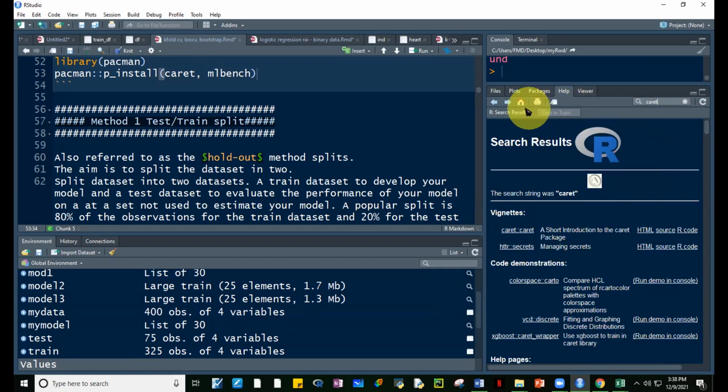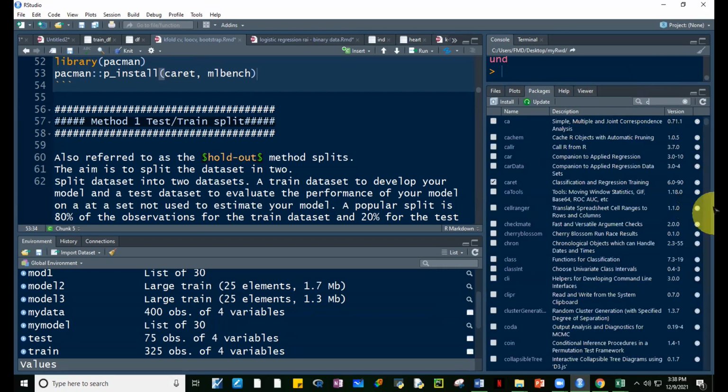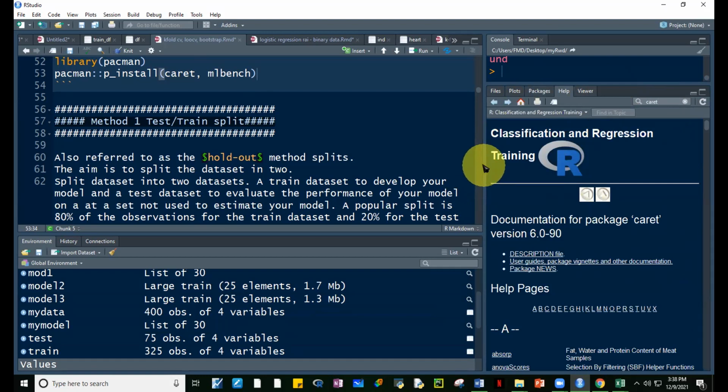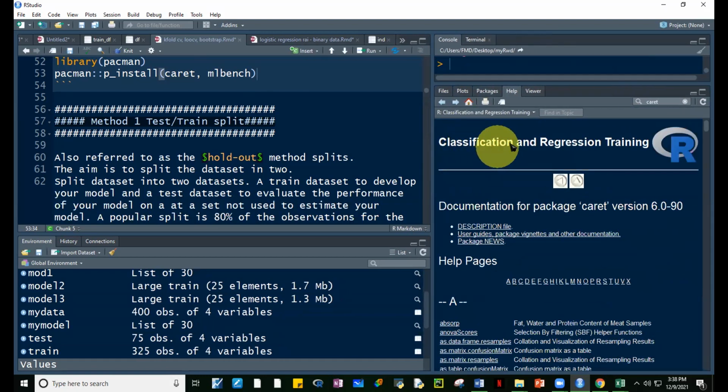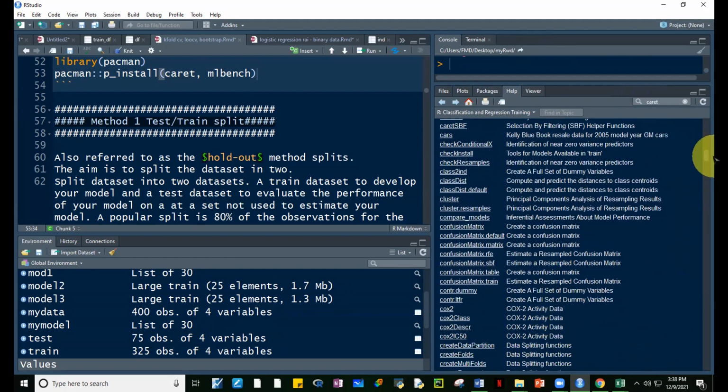Okay, information sa packages. Natin lagay Caret. This one. Okay, Caret stands for classification and regression training. So it's used for classification. Marami siyang functionalities na very useful.